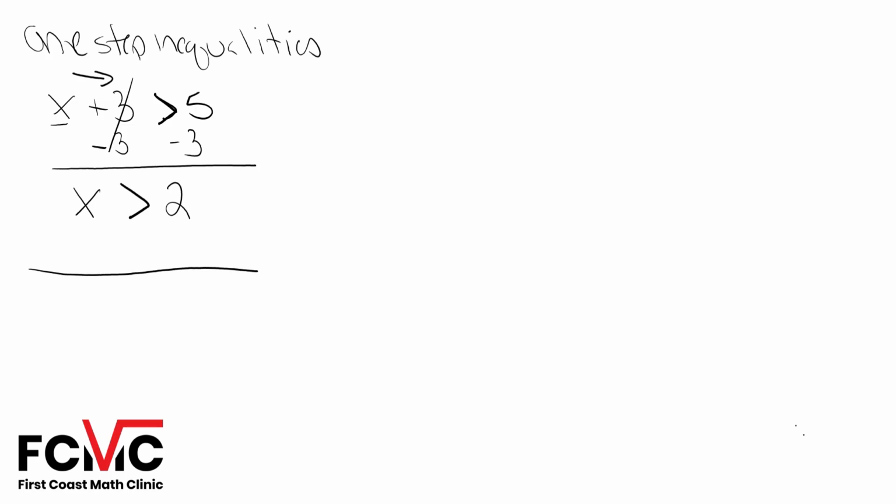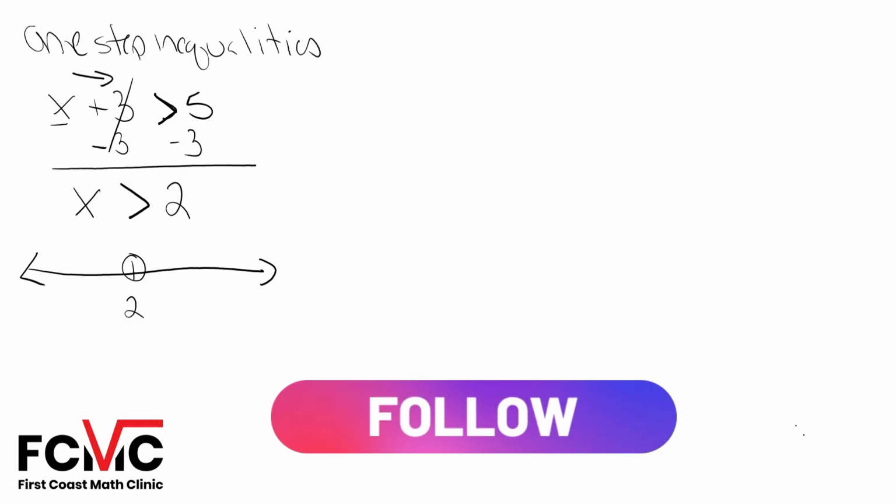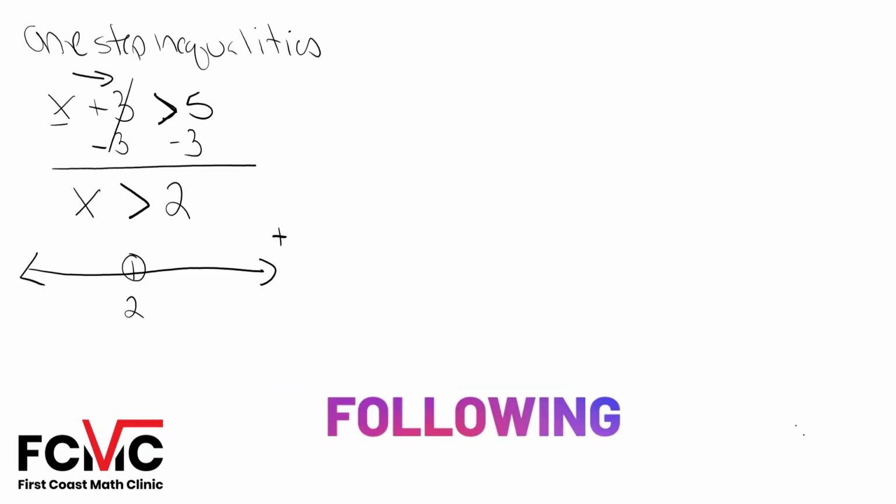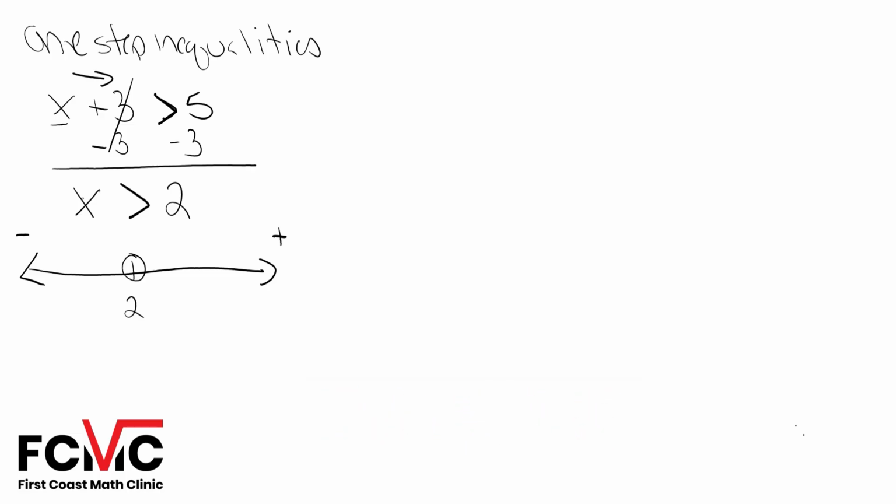Now we can graph this solution on our number line. We're going to have 2 here. We have just greater than, not greater than or equal to, so we want an open circle at 2. Our greater values are to the right, lesser values are to the left, and since x is greater than 2, we're going to shade to the right.